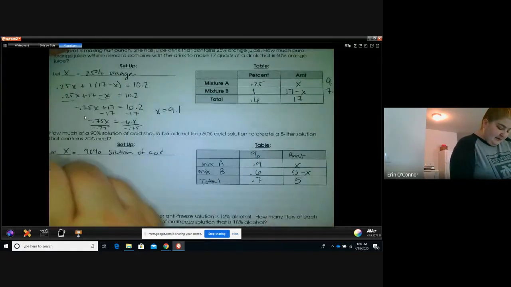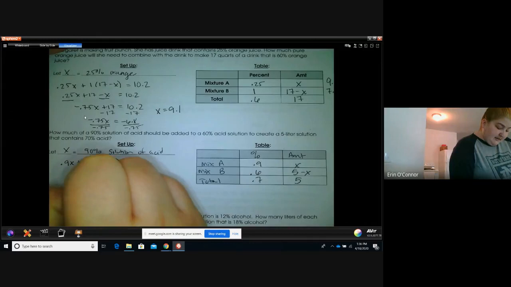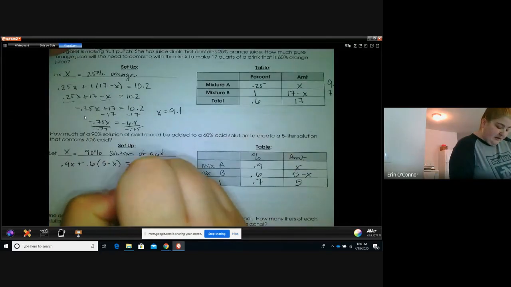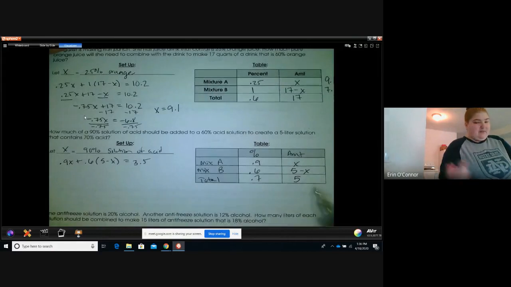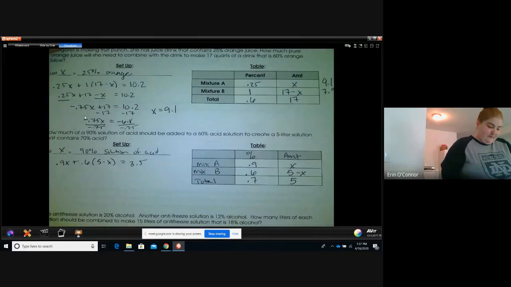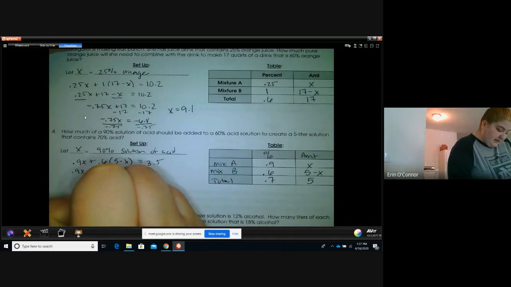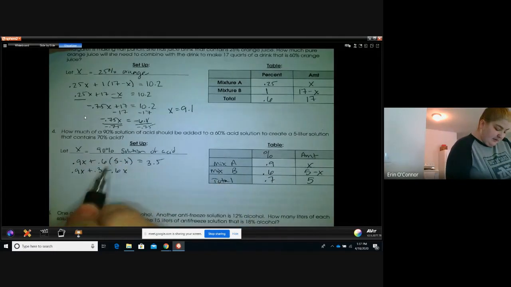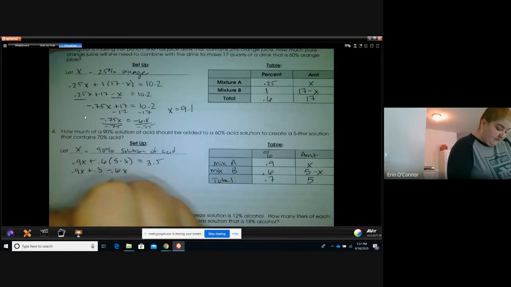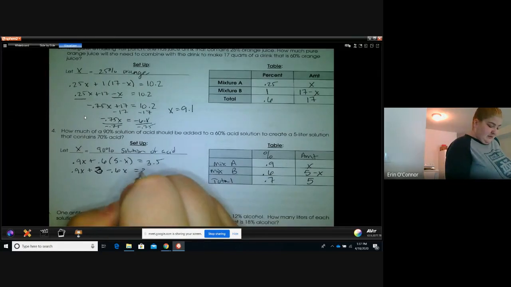So 0.9 times X is 0.9X plus 0.6 times 5 minus X equals 0.7 times 5, which is 3.5. And I did that quickly in my head because 7 times 5 is 35, and I just moved the decimal over 1 because there is a decimal place here, so 3.5. So I get 0.9X plus 0.6 times 5, sorry, this is not 0.3. 0.6 times 5 is a regular 3. 0.6 times negative X is negative 0.6X. And that's going to equal 3.5.